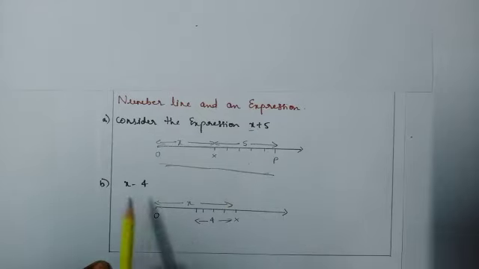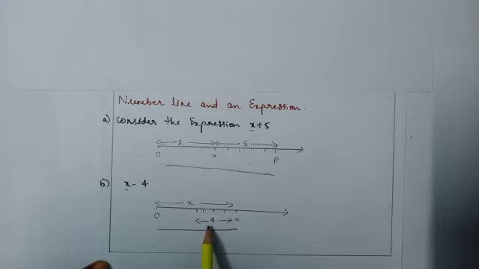Consider then one more example, x minus 4. So x is a variable. I don't know how much unit it is. So what I do, I'll just take this portion for the x. Minus sign indicates you have to move towards the left hand side of the number line. So minus 4 means towards the left hand side, I'll take 4 units and I'll represent it as 4. So this will indicate you the x minus 4 portion in the number line.